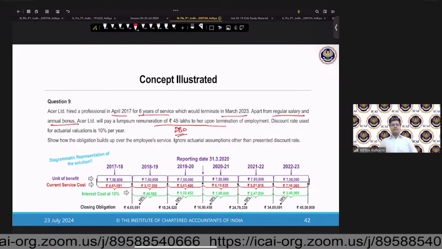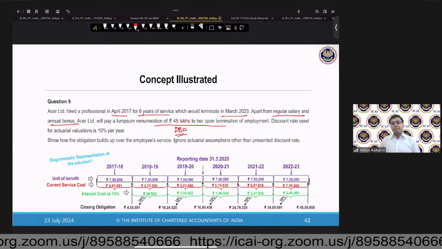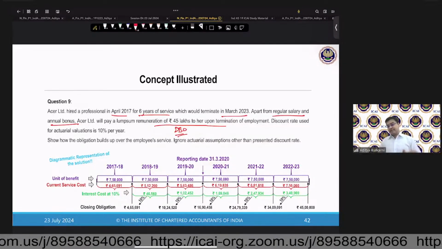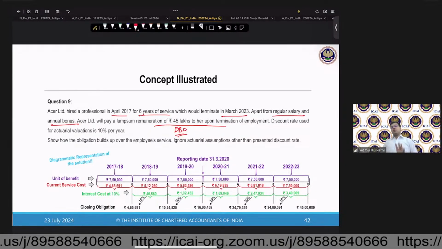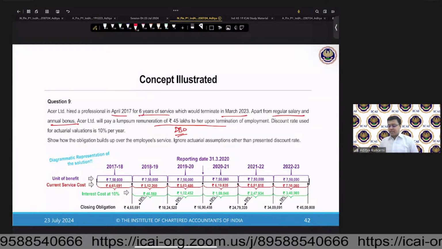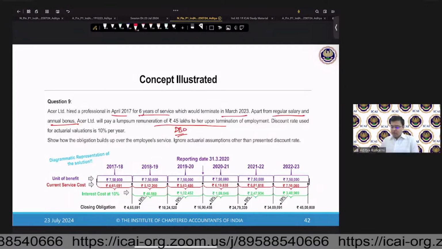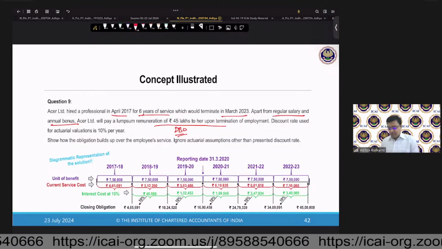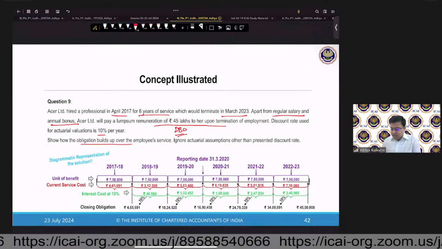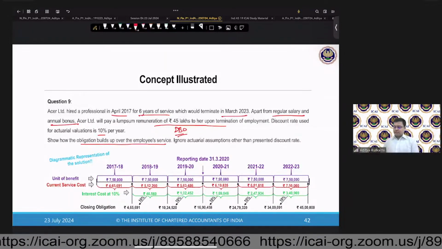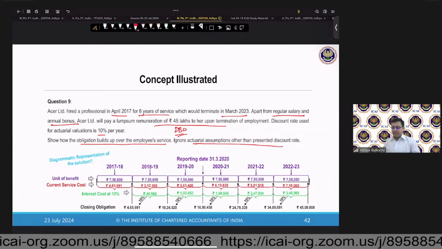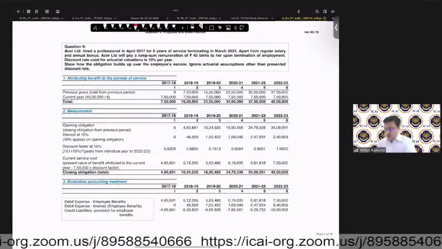DBO, agreed benefit. Can the employee question the employer if she does not get 45 lakhs? Answer is yes, because as per the terms of the contract, 45 lakhs was to be paid to her upon termination of employment. Discount rate used for actuarial valuations is 10% per year. Show how the obligation builds up over the employee's service. Ignore actuarial assumptions other than the present discount rate. Okay. So let us see how it looks.